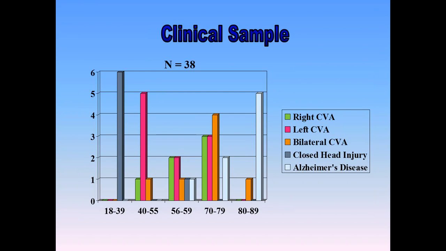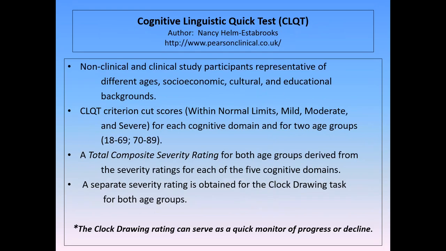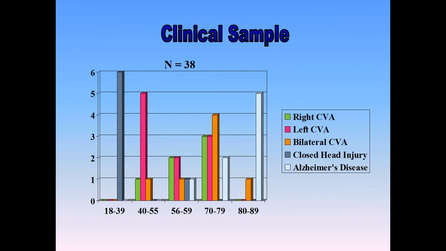And here's our clinical sample, or 38 of our clinical sample. We had 38 people in all, and they were divided between right CVA, left CVA, bilateral CVAs, closed head injury, and that's in the first column. These should be reordered, I guess, and Alzheimer's disease. Oh, I know why those weren't reordered, because they're by age groups, and your largest age group is your young. For the young age group is closed head injury, as most of you will know, and your Alzheimer's group cluster in the 70 to 79 and 80 to 89 ranges.